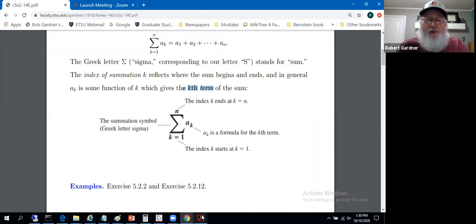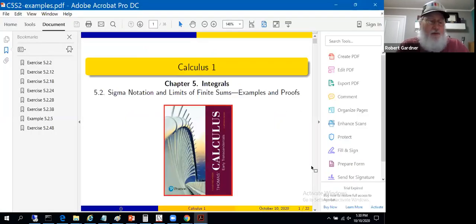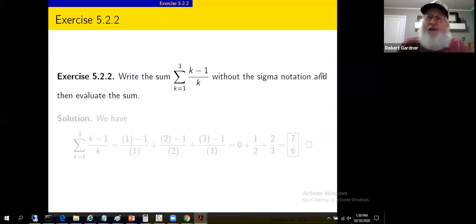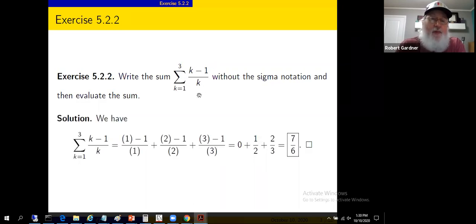Let's look at a couple of examples illustrating the notation. Okay, first, let's simply take the sum from k equals 1 to 3 of (k minus 1) divided by k. Write the sum without the sigmas and evaluate the sum. So we've got a lower bound of the index k of 1 and an upper bound of 3. So we'll have terms for k equals 1, 2, and 3. A sub k is this function here, this formula in terms of k.